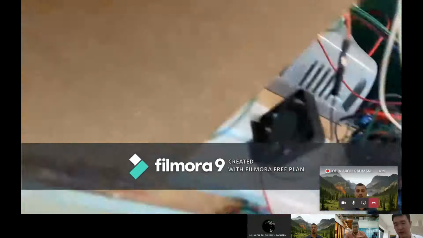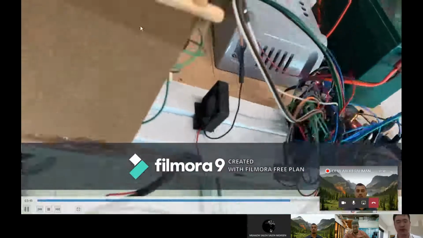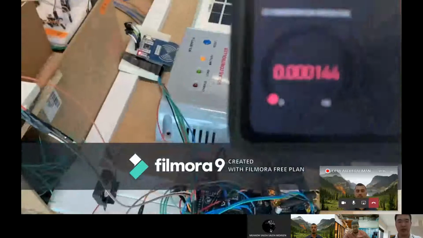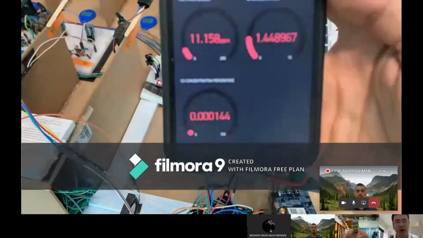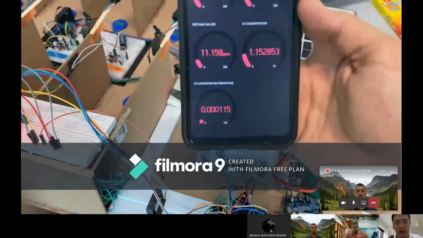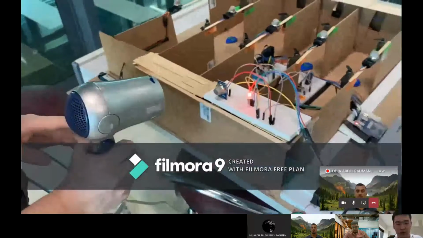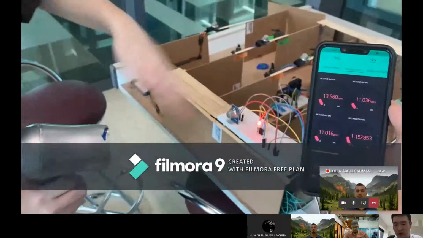And now the fan is on, demonstrating that the direct air capture system starts to operate, directing the high CO concentration gas air to the compartments. And here is the dashboard showing the CO concentration.